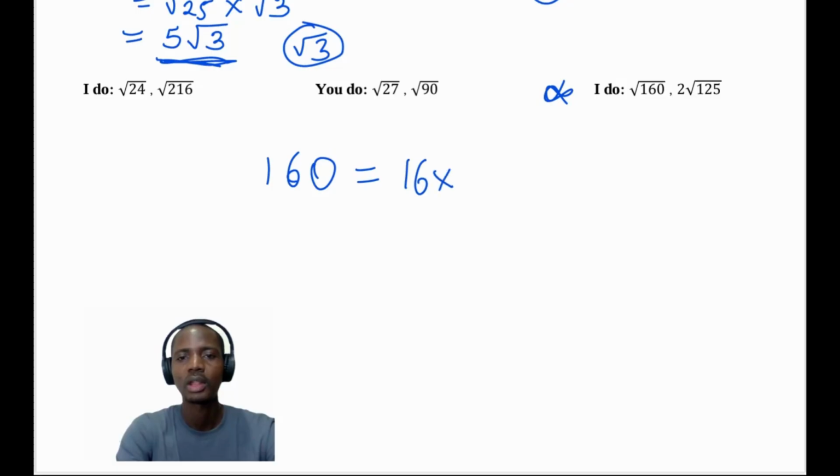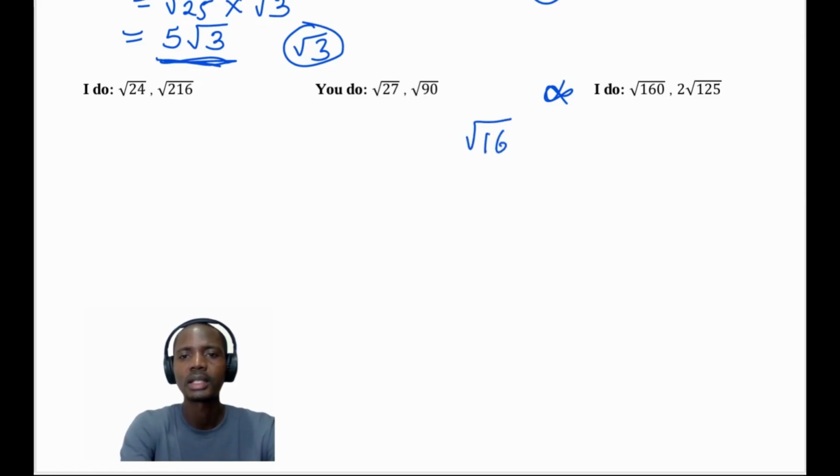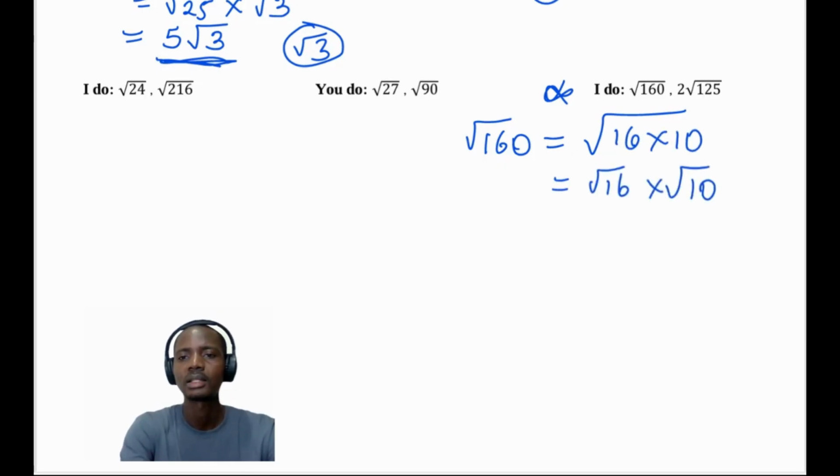What comes to mind is that it's quite easy to think of 16 times 10. Now 16, we can find the square root of 16, right? So it means I can have root 160 equal to root 16 times 10. And that gives us root 16 times root 10. Now, root 16 is equal to 4. 4 times root 10 is 4 root 10.